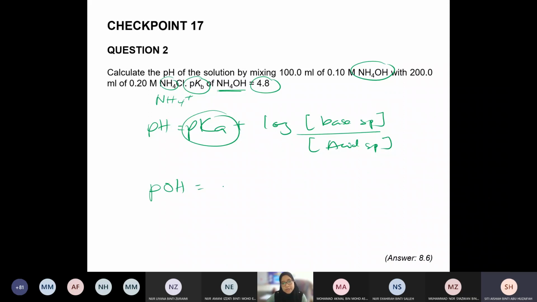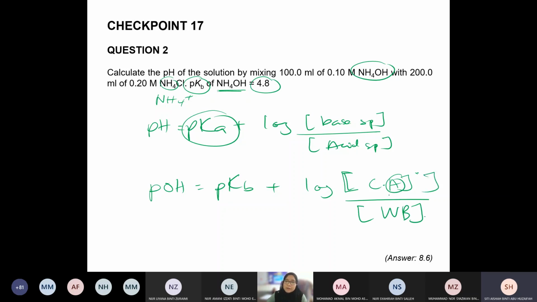Alternatively, you kena pakai POH lah. So you akan PKB plus log. Formula kena hafal. So imagine formula log ni tertinggal. Common mistakes. Dalam test banyak yang buat macam tu. Tertinggal ni lah, tertinggal tu lah. So atas would be conjugate acid ataupun the acid species, bawah will be the base, weak base. Okay, you boleh pakai mole or you can also stick to concentration.